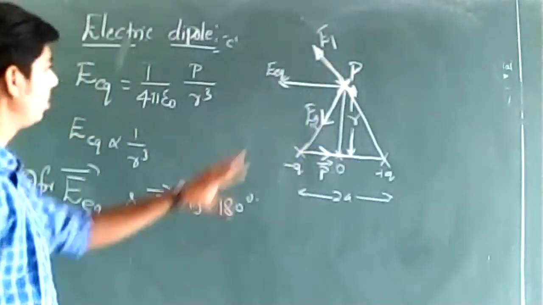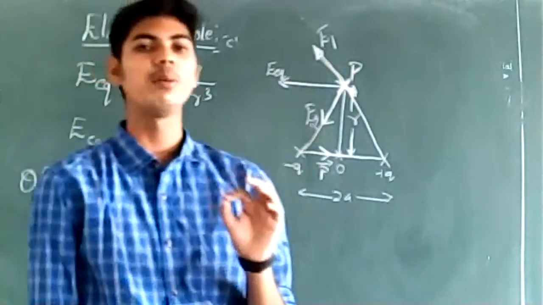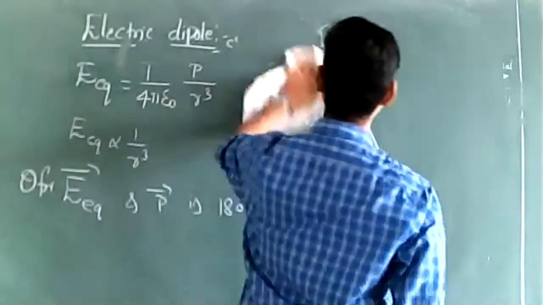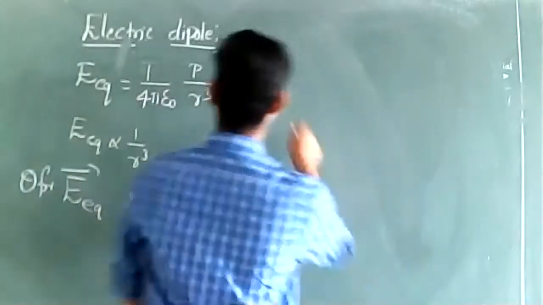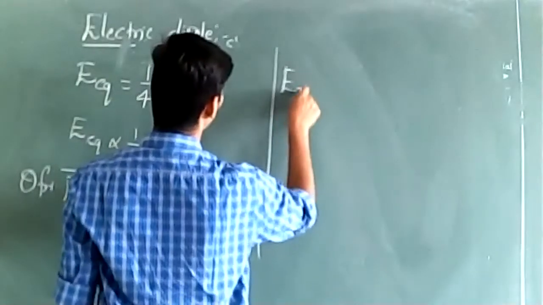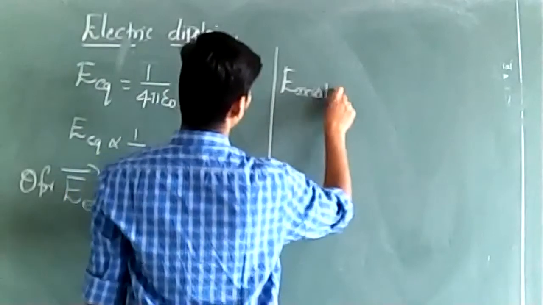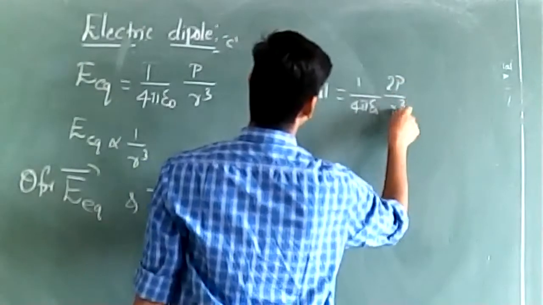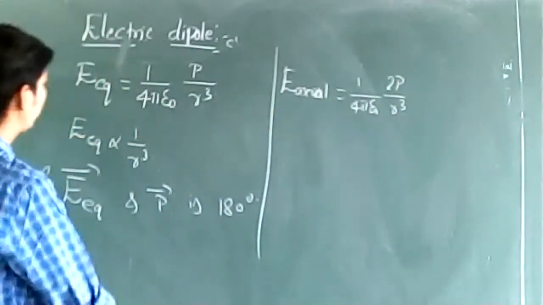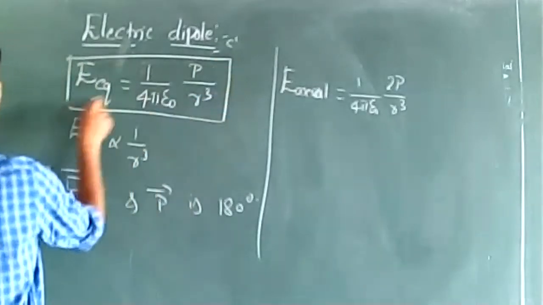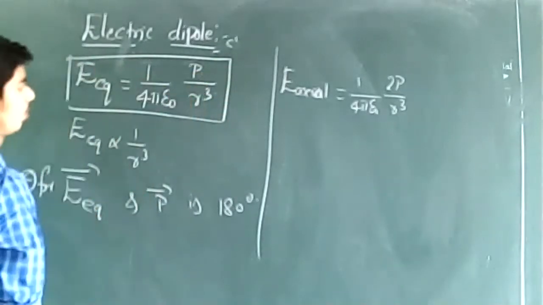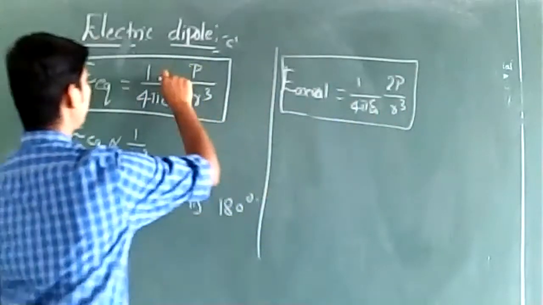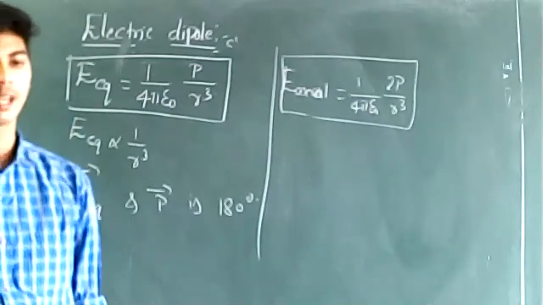Right? So this is regarding electric field at a point on the equatorial line of dipole. See, electric field at a point on axial line of dipole was 1 by 4 pi epsilon naught 2p divided by r cube. On the other hand, electric field at a point on equatorial line of dipole is 1 by 4 pi epsilon naught p by r cube. Axial line is 1 by 4 pi epsilon naught 2p by r cube. Equatorial line is 1 by 4 pi epsilon naught p by r cube.